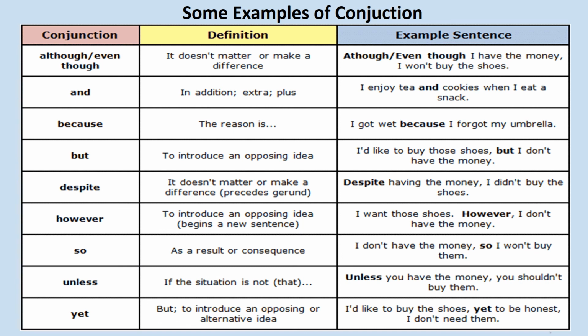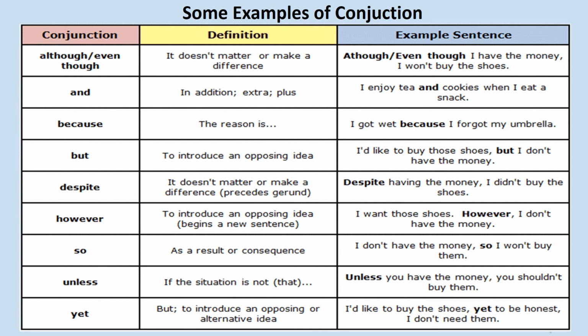Next is despite, means it doesn't matter or make a difference. Example, despite having the money, I didn't buy the shoes. Means पैसे होने के बावजूद भी मैंने जूते नहीं खरीदे. Next is however, to introduce an opposing idea. I want those shoes, however, I don't have the money.